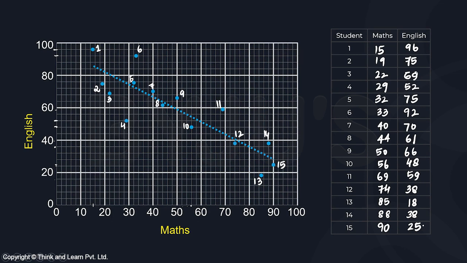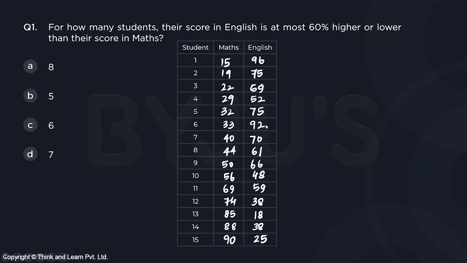So now let's look at the questions and see what the questions are asking us. Question number 1. For how many students is their score in English at most 60% higher or lower than their score in maths? So let's take student by student. 15 is the score in maths. 60% higher is going to be 9 more, so that's 24. So English is way beyond that.